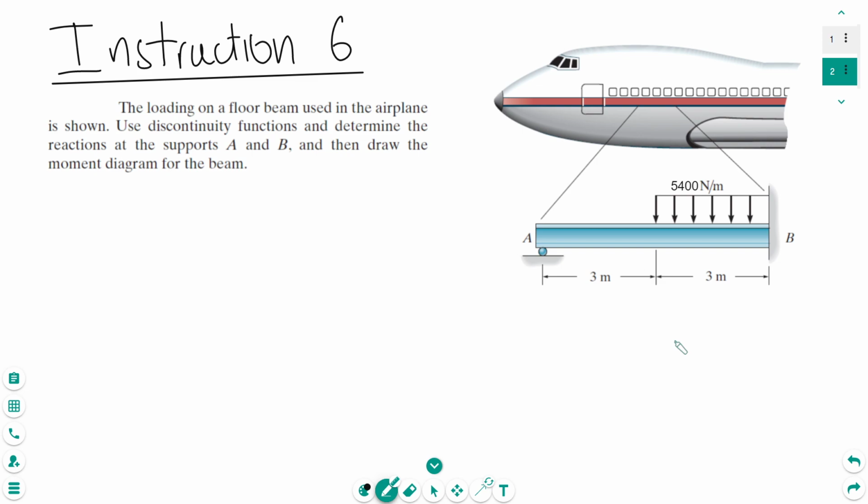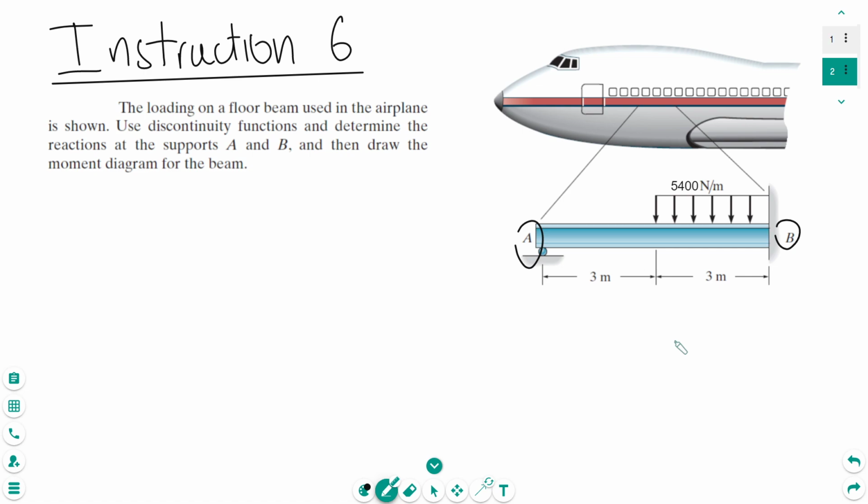Now the problem that we're going to look at today is no longer in the textbook, so it is important to pay attention if you'd like to understand the setup. We have that the loading on a floor beam used in an airplane is shown in this diagram here. We have to use discontinuity functions and determine the reactions at the supports A and B, and then draw the moment diagram for the beam.